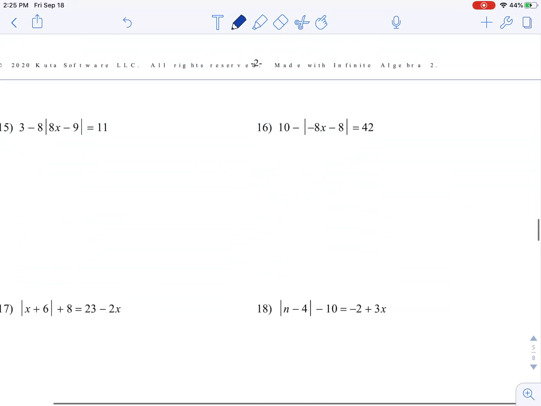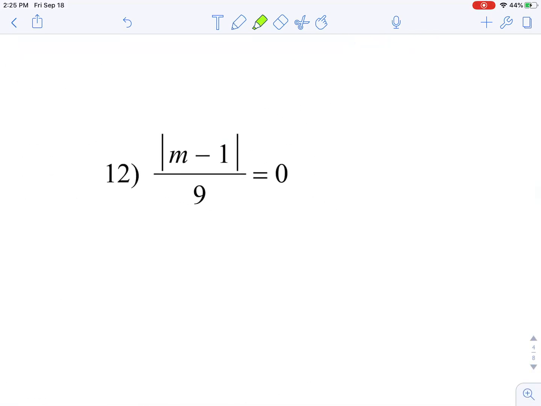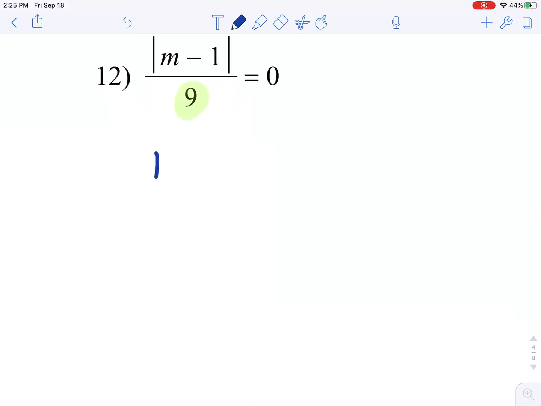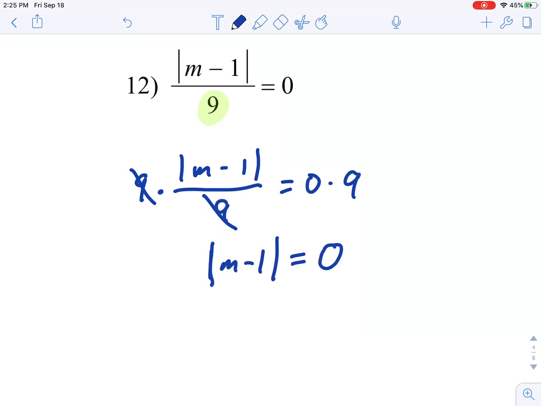Let's look at number 12. I think 12 is going to be easy also. Yeah, once again, we do have a number outside of those absolute value bars. We need to eliminate it. I'm going to go ahead and rewrite the problem first. So this is divide by 9. The opposite of divide is times, which will cancel that out. You do have to multiply the other side as well. You get absolute m minus 1 equals, what's 0 times 9? 0. So this is equal to 0. It means we're going to have one solution.